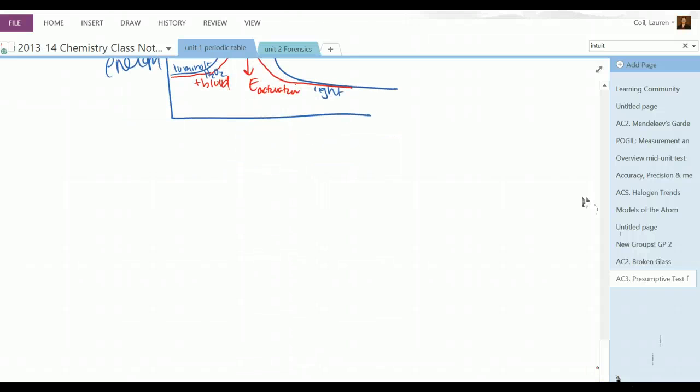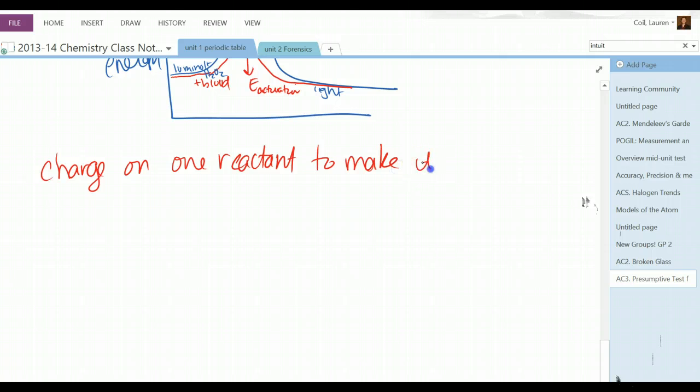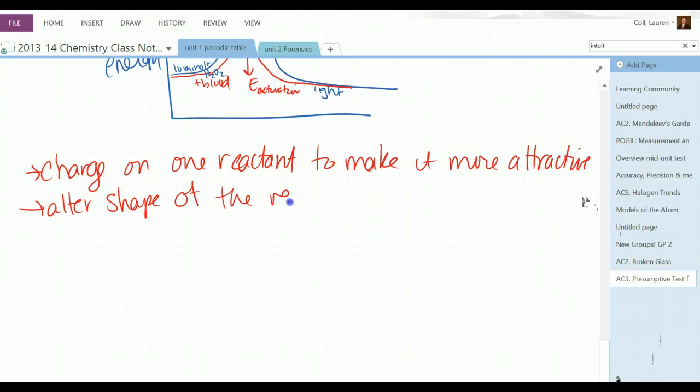And catalysts, these substances, there are several ways that they sort of create alternate pathways with lower activation energy. One way they might do that is by putting a charge on one reacting molecule to make it more attractive to the other reactant. Okay, that's one way. They might alter the shape of the reactant to make it react better. So I'm not exactly sure what blood does to the luminol reaction, but somehow it catalyzes the luminol reaction.